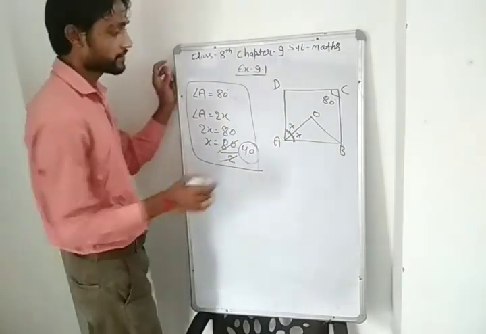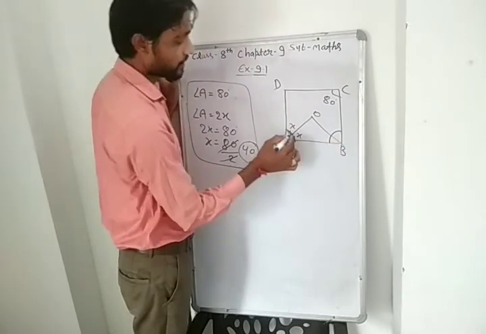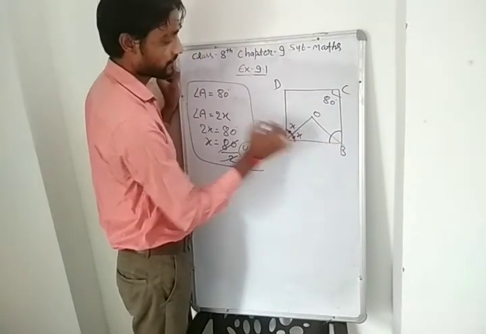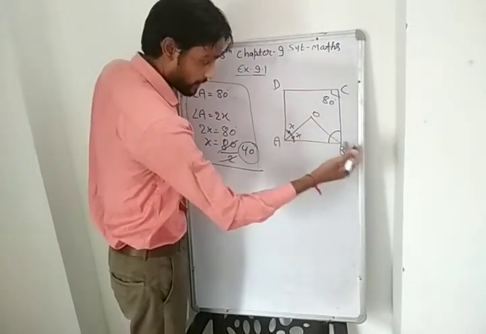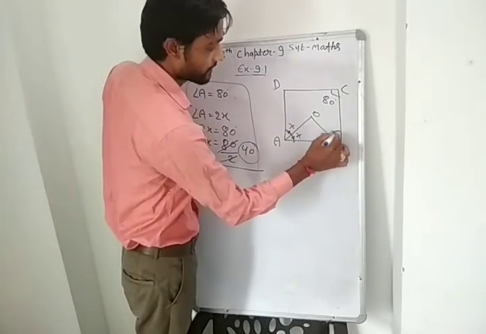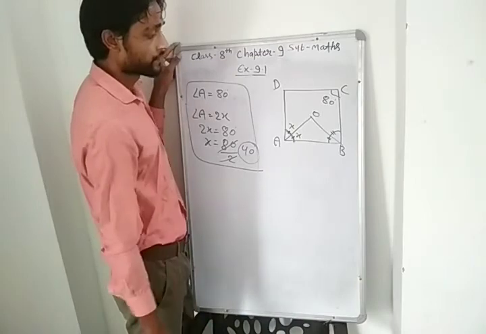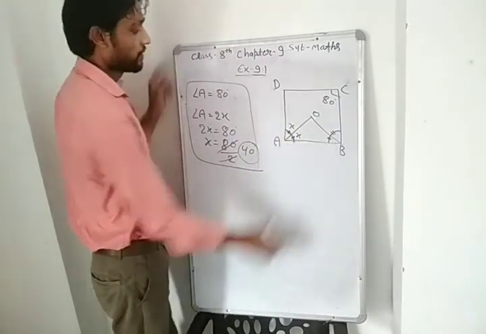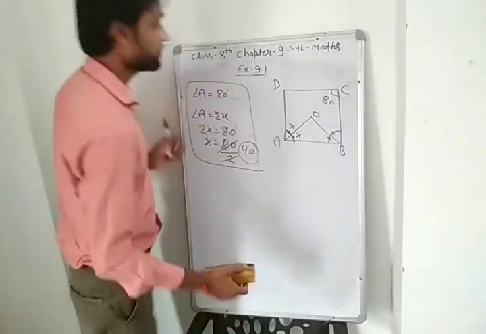Always remember one thing: if you are using this sign here, then if there is another bisector in another angle, you will use two lines like this. Okay, so let's move on.